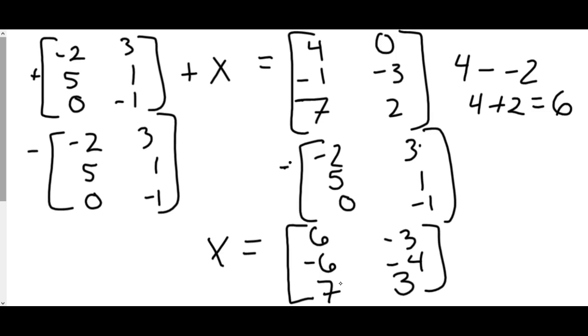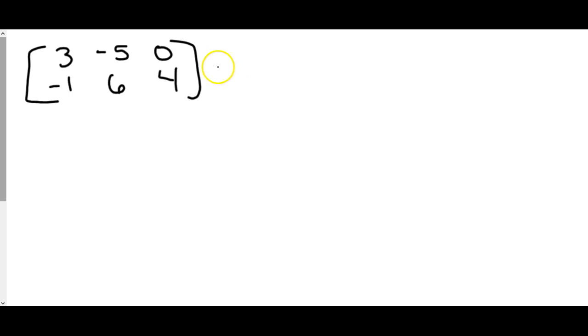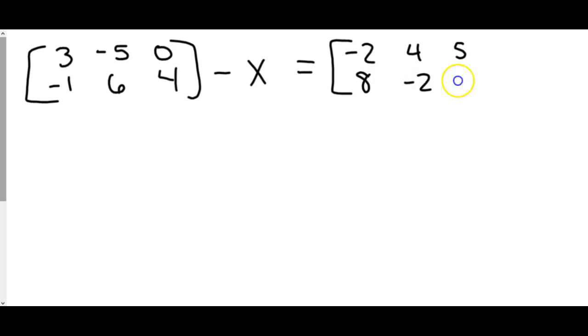So one last type of matrix equation to talk about. Let's say we have a matrix equation that looks like this. 3, negative 5, 0, negative 6, 4, negative 1, 6, 4, minus x. That minus sign is going to make a big difference. Equals negative 2, 4, 5, 8, negative 2, negative 7.